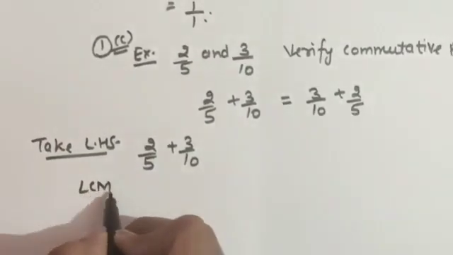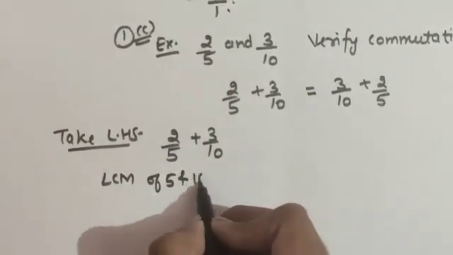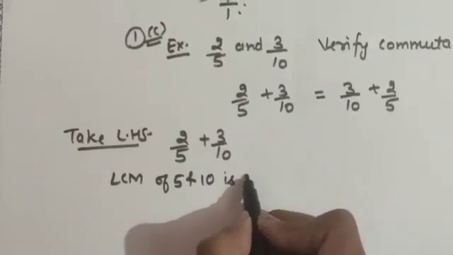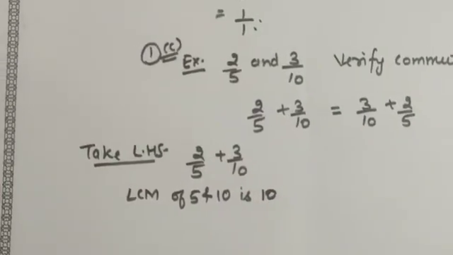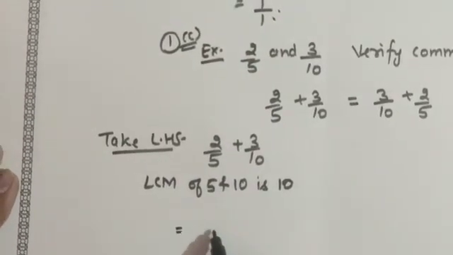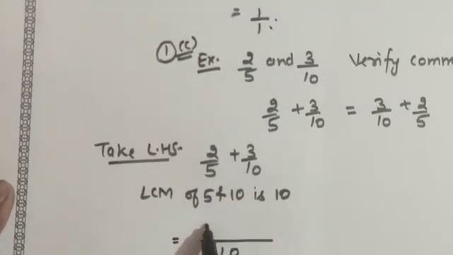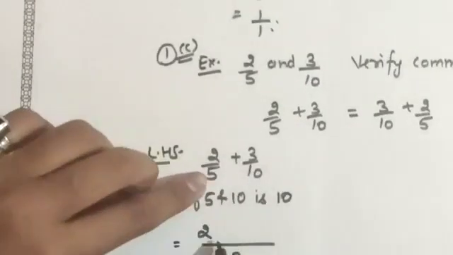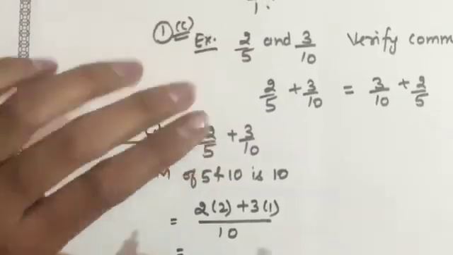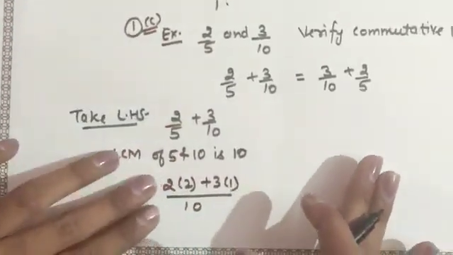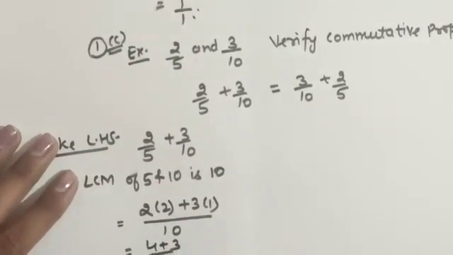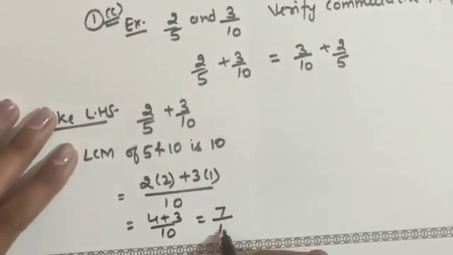So LCM of 5 and 10, you can find it, and it will be 10. Now let us just add the rational numbers. So LCM is 10, and we will add them. So it will be 2 into 2 and 3 into 1. As you know the addition of rational numbers, I am just explaining it. So we got the left hand side as 7 by 10.